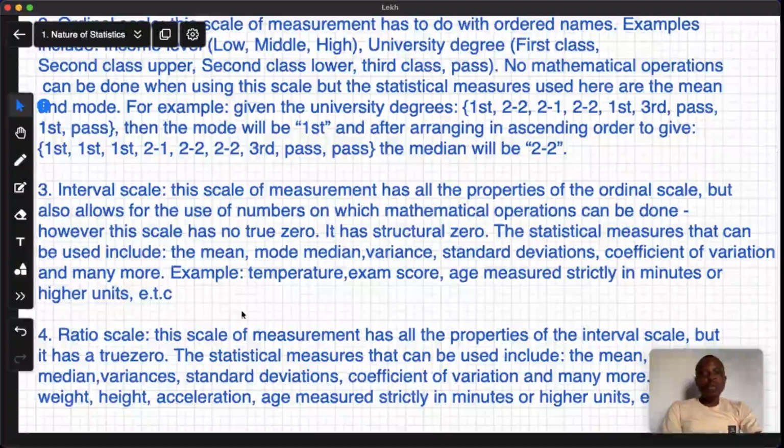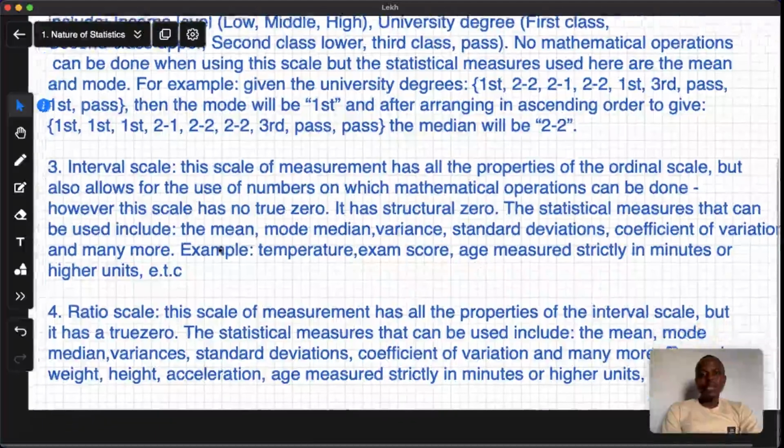So examples of variables that are measured on the interval scale are temperature, exam scores, and age measured strictly in minutes or higher units. It means if you forget about seconds, just minutes. For instance, a child who is born and it's not yet 1 minute since birth, you will say the child's age is 0. Nonetheless, the child's age is counting, but because we are not considering the seconds, we say the child is 0 years old. All right, going on.